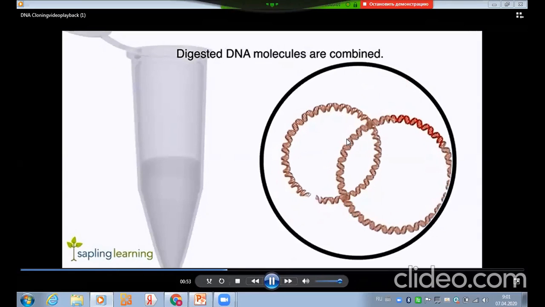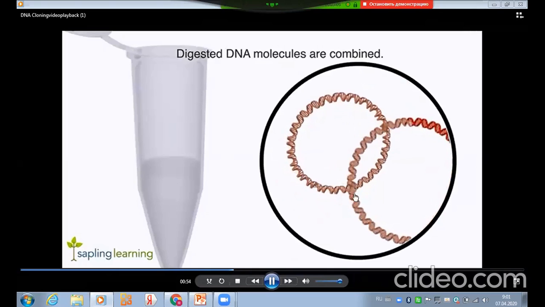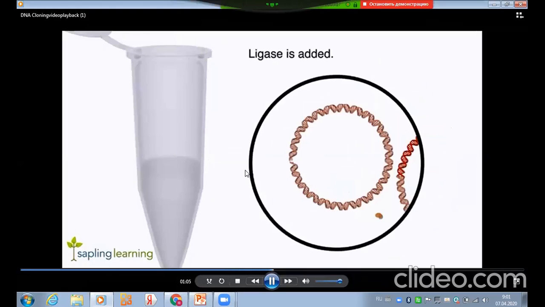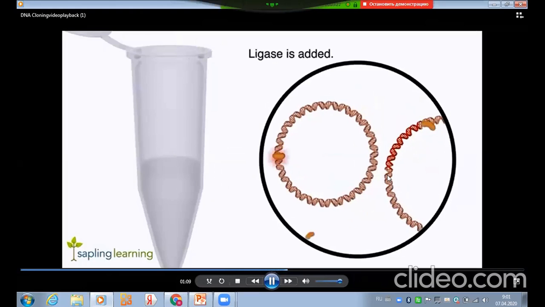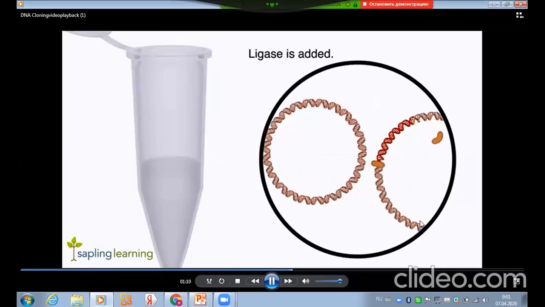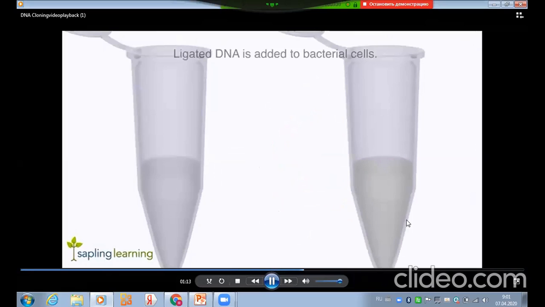For combining, ligase is added to join the piece of the gene of interest with the vector. Ligated DNA is added to bacterial cells.